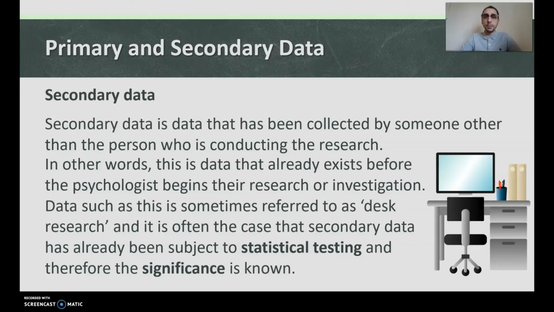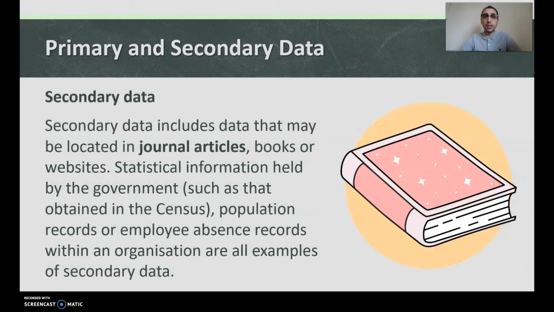Data such as this is sometimes referred to as desk research, and it is often the case that secondary data has already been subject to statistical testing and therefore the significance is known. Secondary data includes data that may be located in journal articles, books or websites. Statistical information held by the government, such as that obtained in the census, population records, or employee absence records within an organization are all examples of secondary data. So it's research that you personally haven't conducted, okay? It's research that has already been published somewhere.